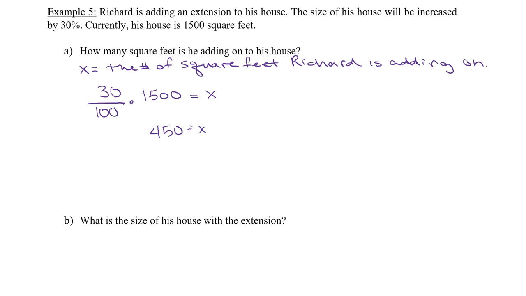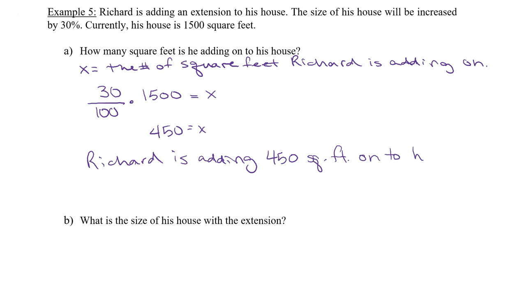So again, 30 divided by 100 times 1,500. So Richard is adding 450 square feet onto his house.